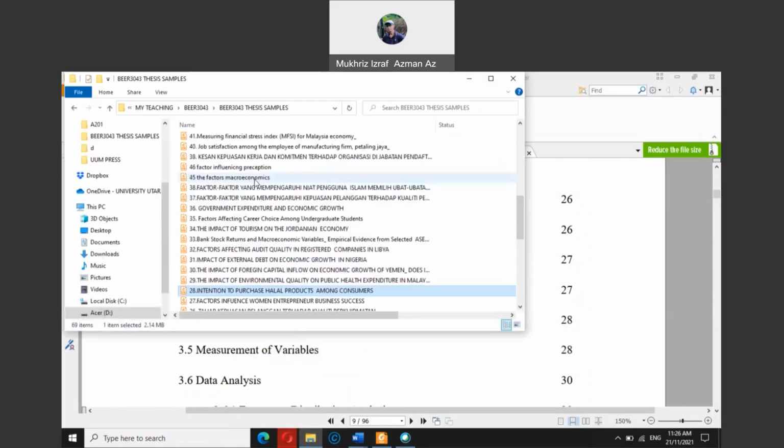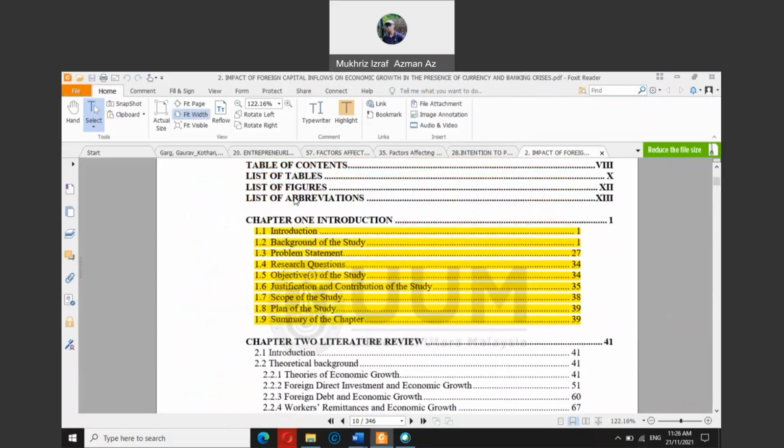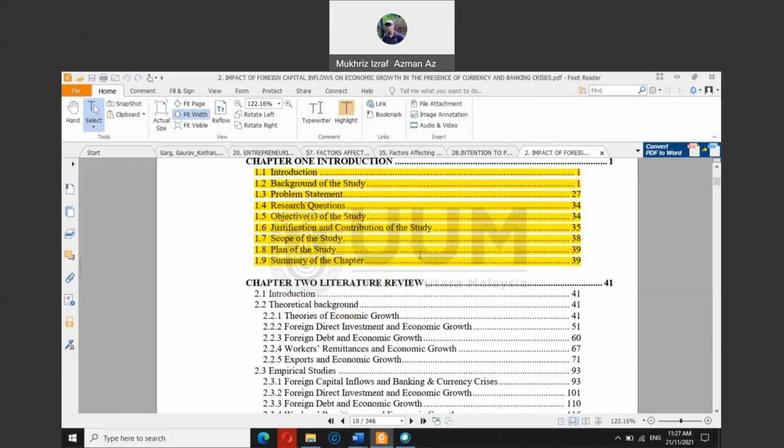The thesis that we have been referring to so far for chapter 1 and chapter 2 is thesis number 2, on the impact of foreign capital flows, in our Google Drive. I believe that the layout or the outline for the first 2 chapters fits well and is clearly organized, and every student or every group, whether for group assignment or individual assignment, should try to follow as close as possible to the layout.